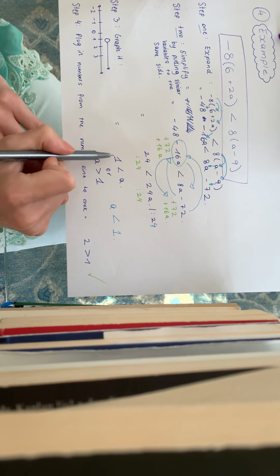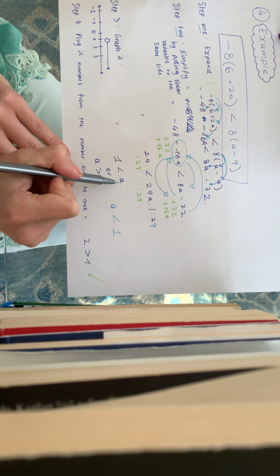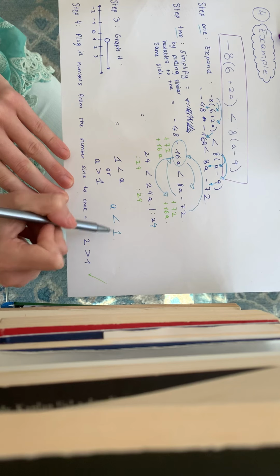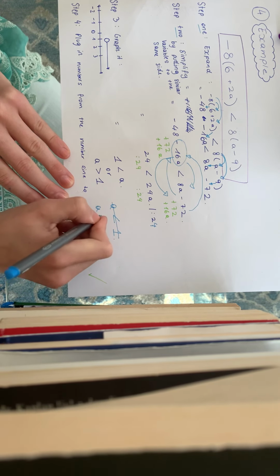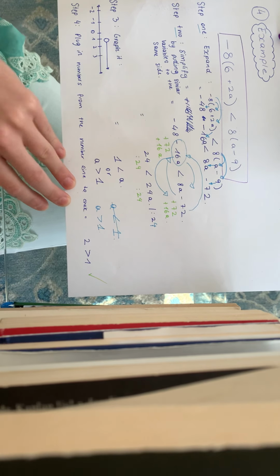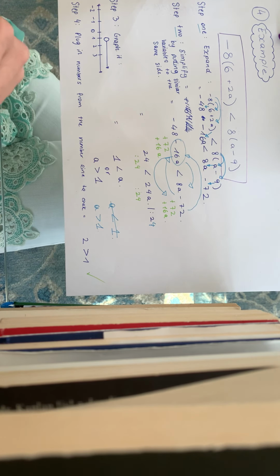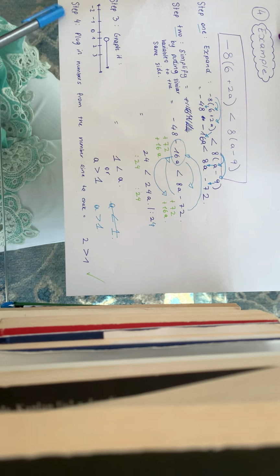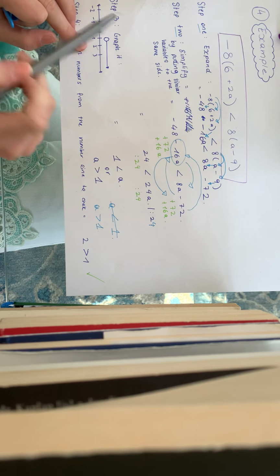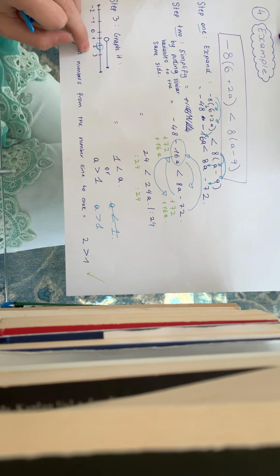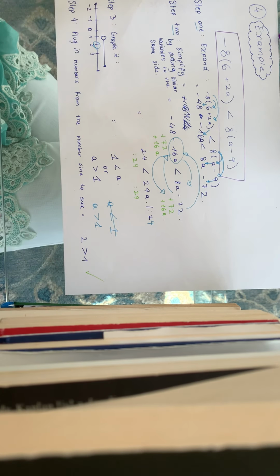Because here it says 1 is less than a. Here it says a is less than 1. So I have to change it to a is greater than 1 because it has the same meaning as 1 is less than a. Step 4, plug in numbers from the number line to check if it is correct. I plugged in 2 because that is on the number line. 2 is greater than 1, and that was right.